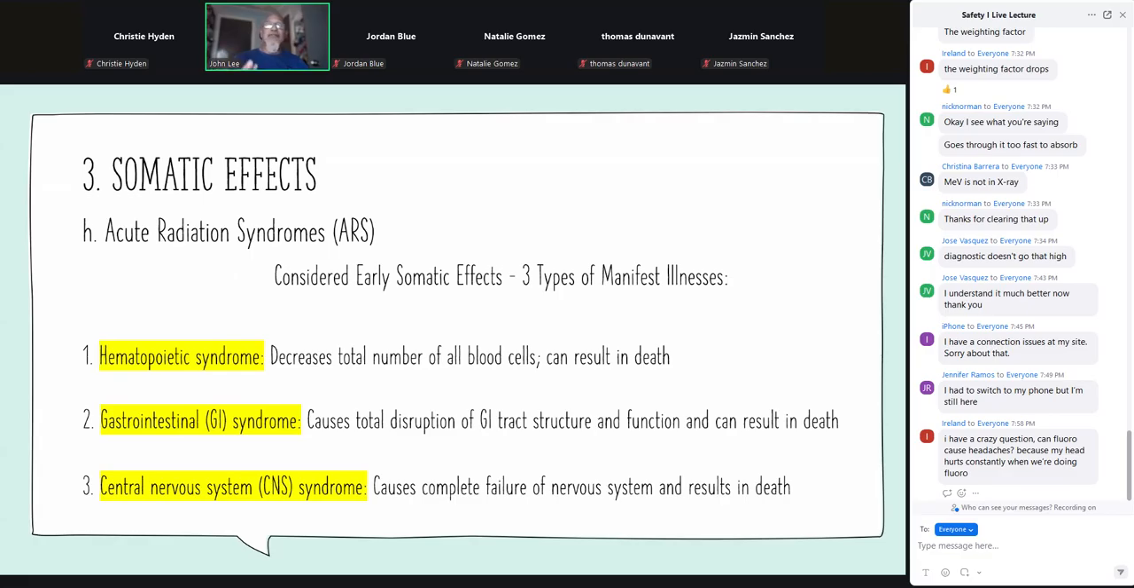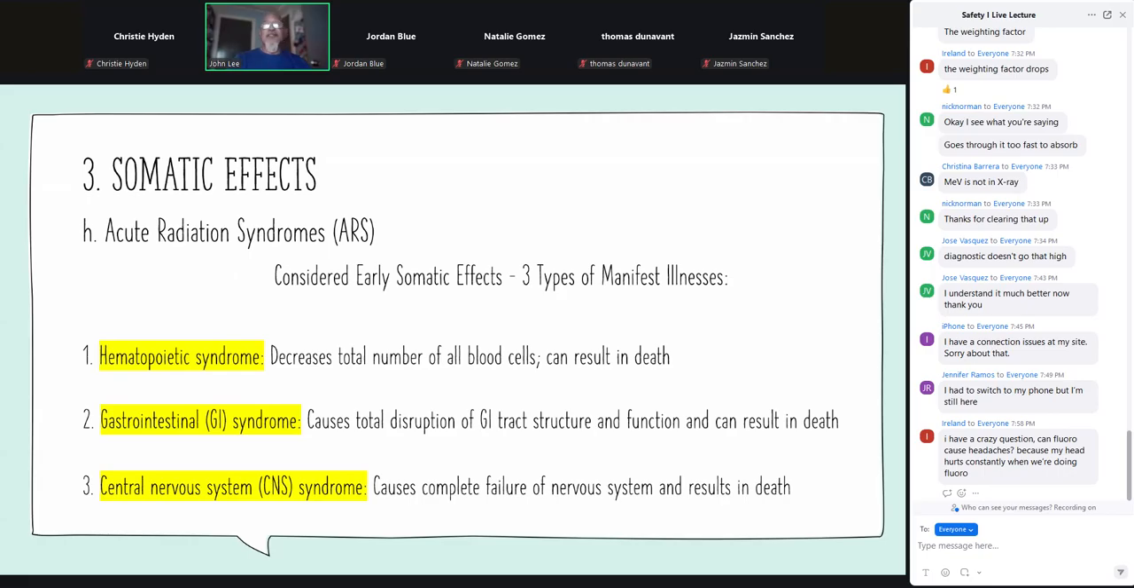And again, because of the fact that nerve cells and brain cells, especially in adults, are the least radiosensitive of all, we're talking about a completely massive amount of exposure to cause the CNS syndrome.